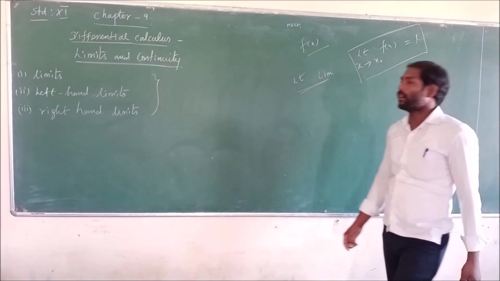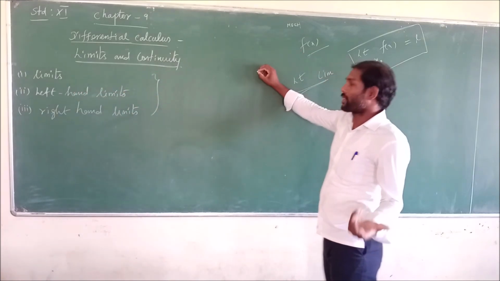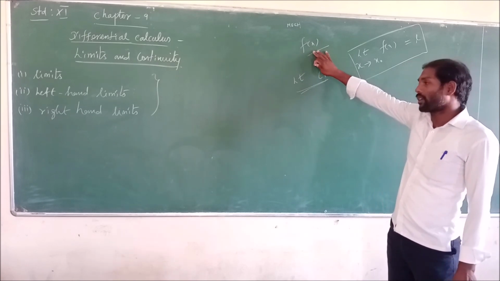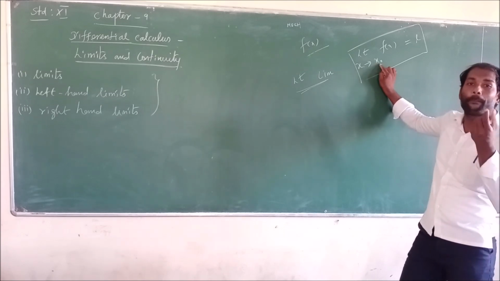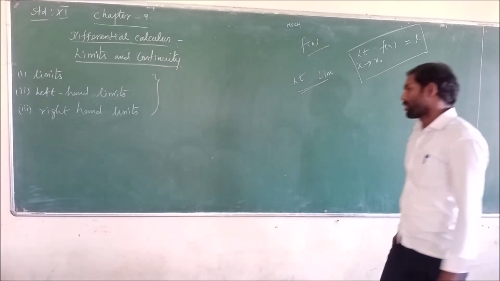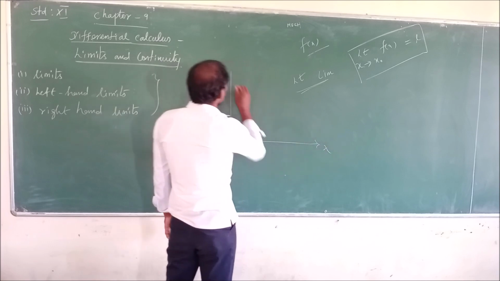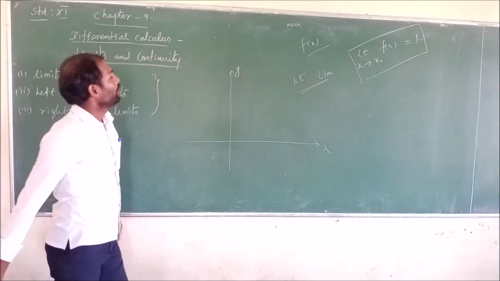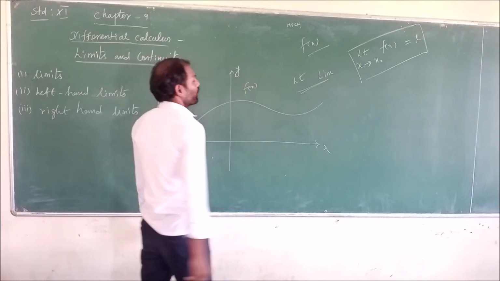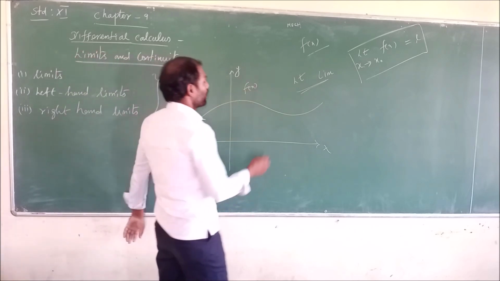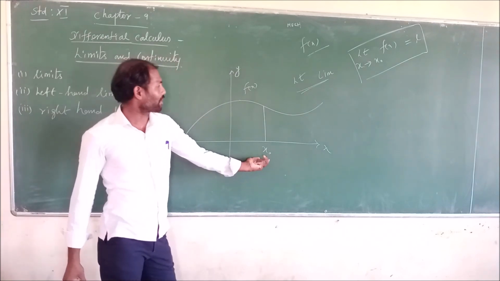The basic definition for limit: let f of x be any function, then the limit at x tends to x naught, where x naught is any point on the function. For example, draw a simple graph with x-axis and y-axis. Let f of x be a curve, and x naught is any one point of x. This point is x naught.